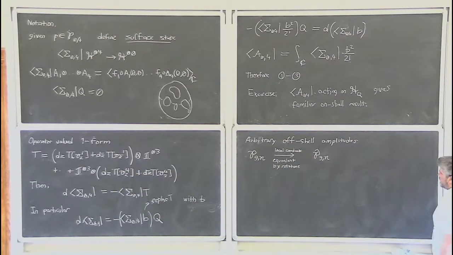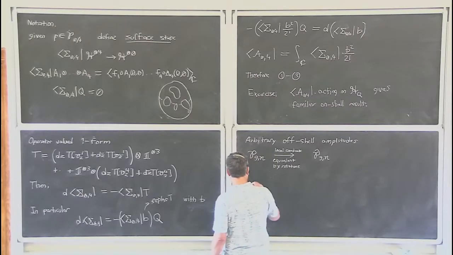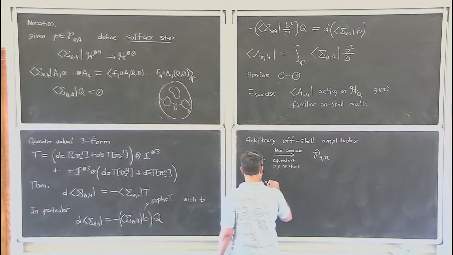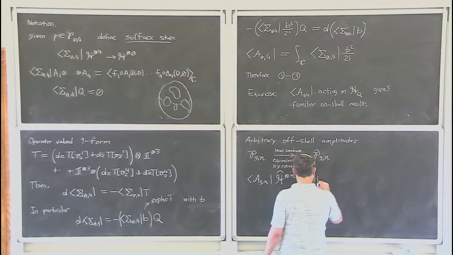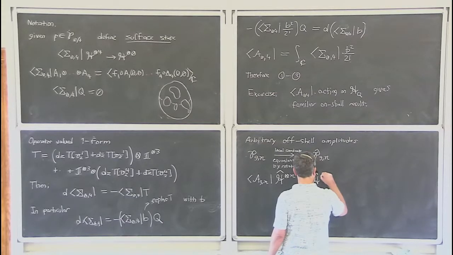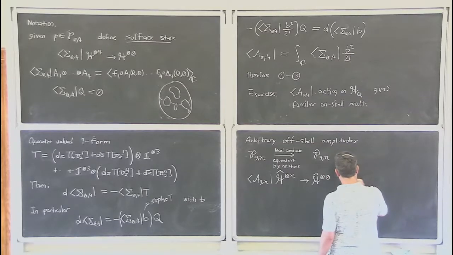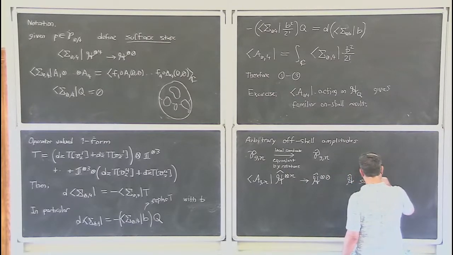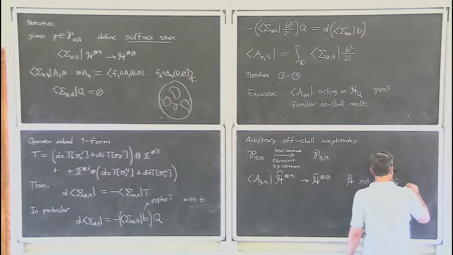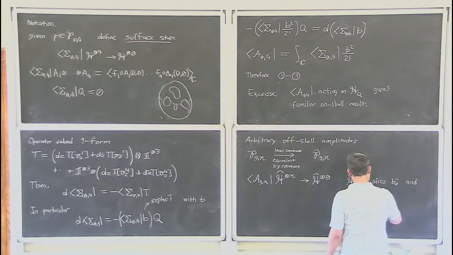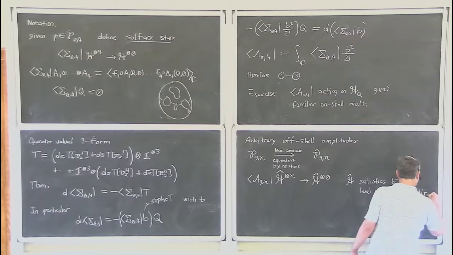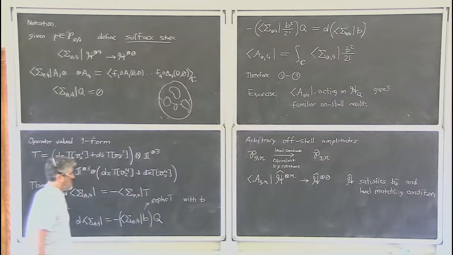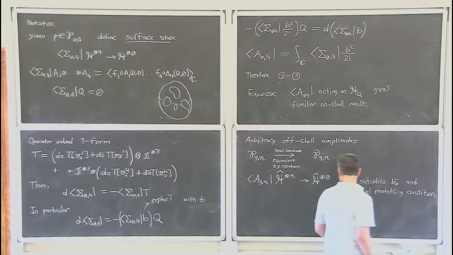So the off-shell amplitude will be defined given a global section of p hat gn. So the amplitude AGN is defined on this subspace H hat, where each hat satisfies B0 minus and level matching conditions, just the same way as we had at 4 points.